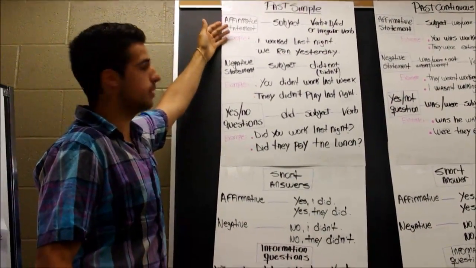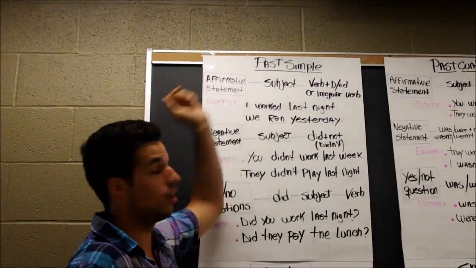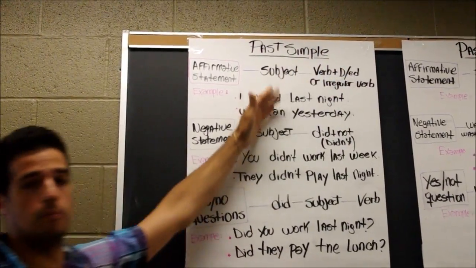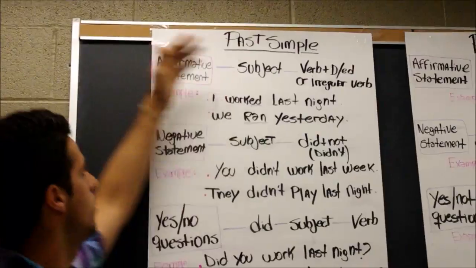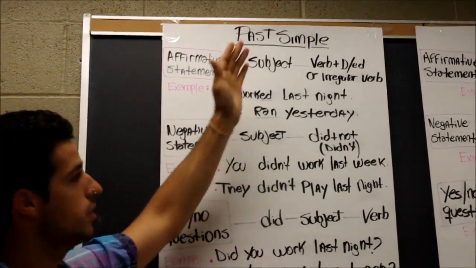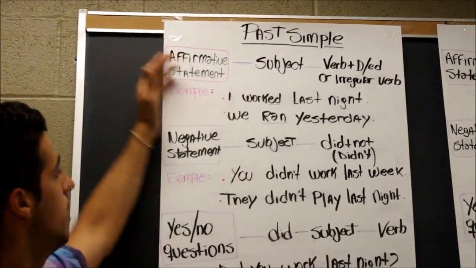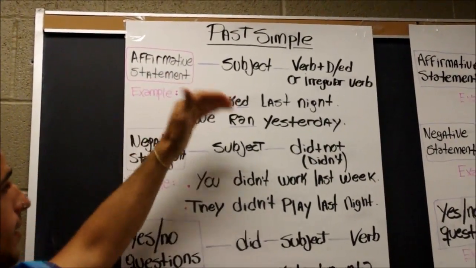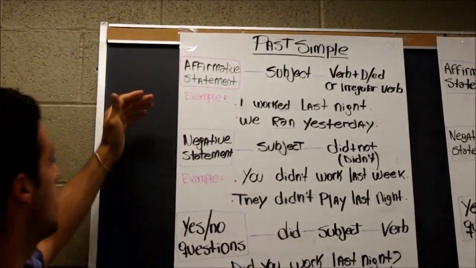The affirmative statement goes with a subject and after it a verb plus d or ed, or the irregular verb. For example, I worked last night. You see, here we put ed. Let's go to another example. We ran yesterday. Here is the irregular verb, ran.